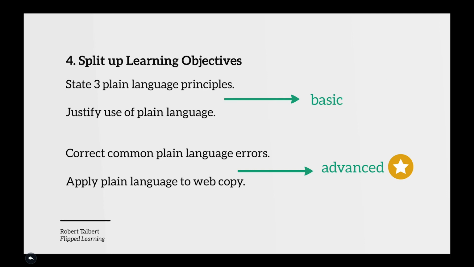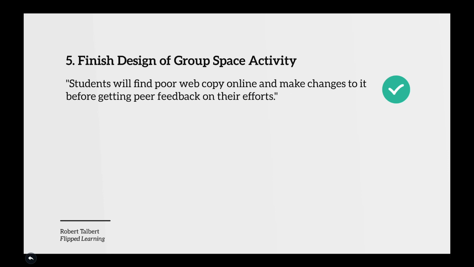Step 5, finish the design of your group space activity. Remember, a group space activity is where you engage students in the hardest part of the lesson, where they'll have the biggest potential for deep learning. Our original idea looks good, but before students submit their final web copy for a grade, they can make changes to it based on their peers' feedback.